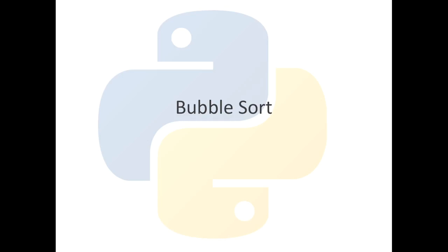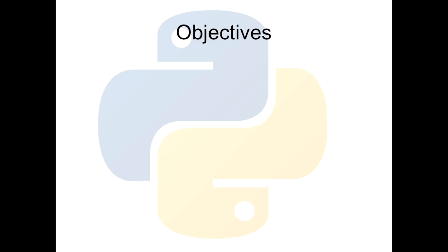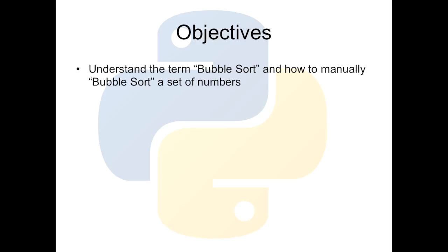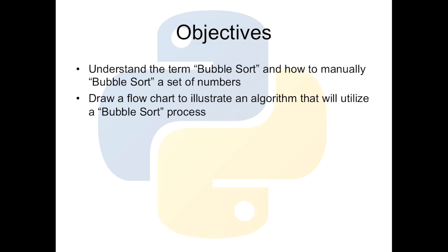In today's lesson, we're going to look at the bubble sort. It's just a method of sorting numbers from the smallest to the largest. The objectives are to understand the term bubble sort and how to manually bubble sort a set of numbers. And you should also be able to draw a flowchart to illustrate an algorithm that will utilise the bubble sort process.